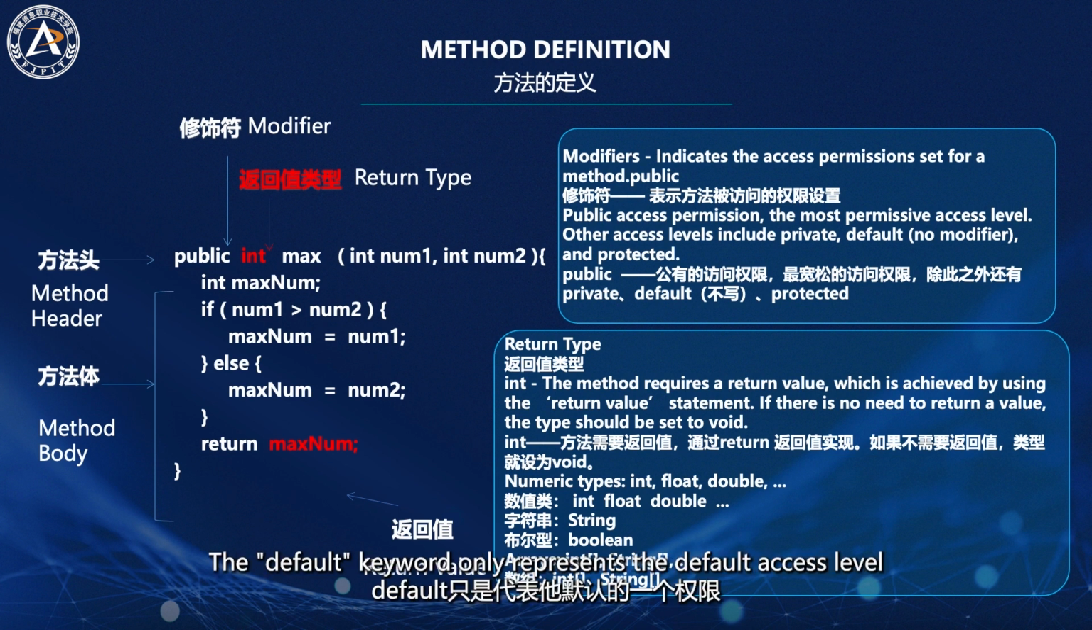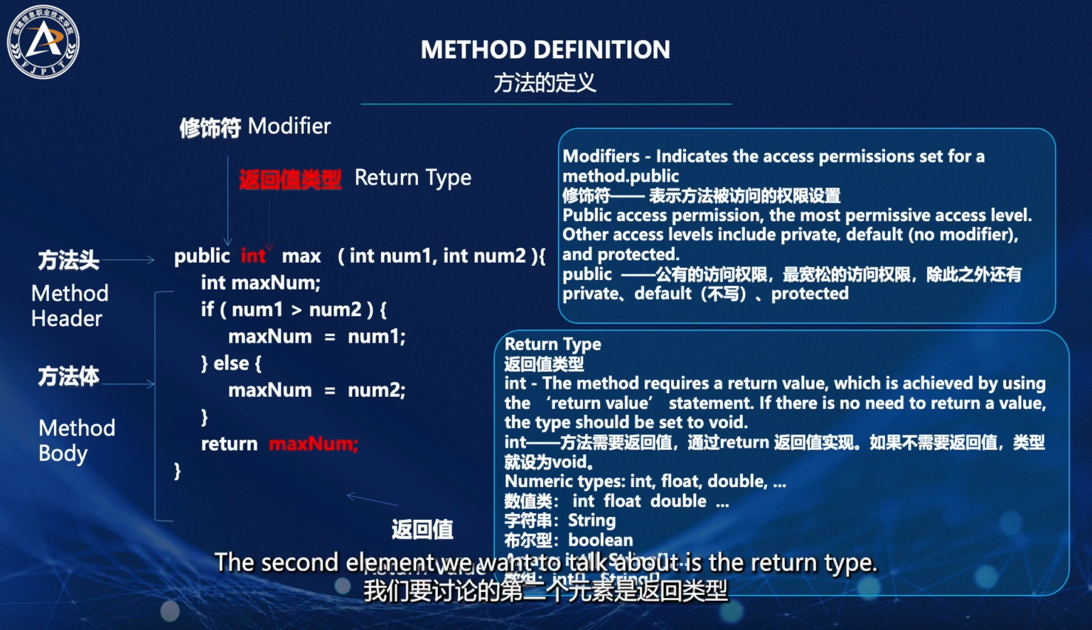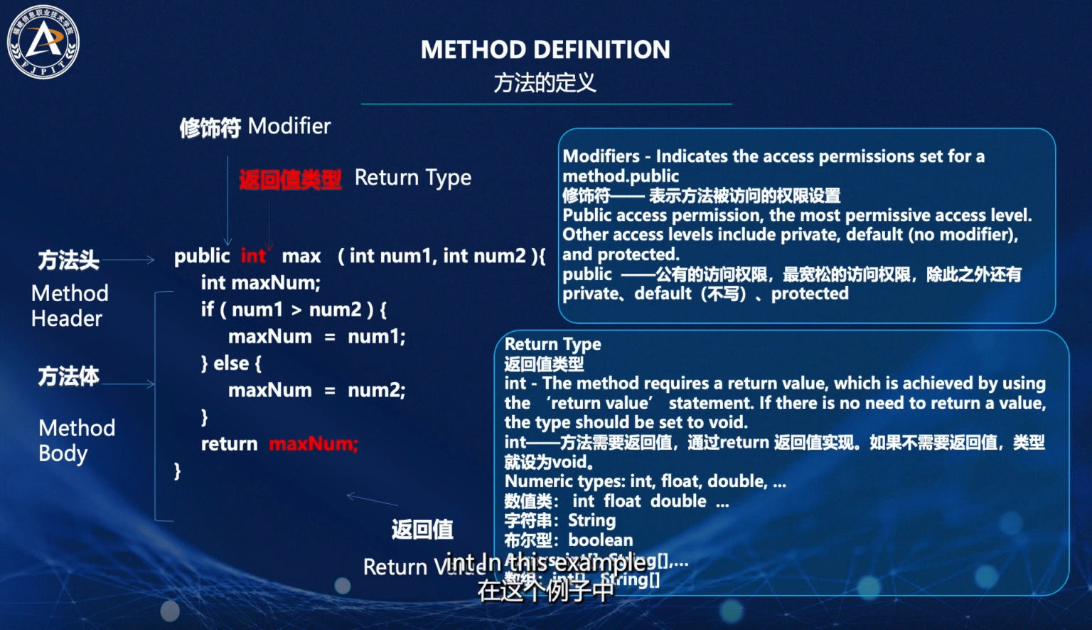The default keyword only represents the default access level, but we should not include it in the code when defining a method. The second element we want to talk about is the return type. In this example, the return type defined by me is int, which stands for integer. It means that after this method is executed, it should return an integer value.